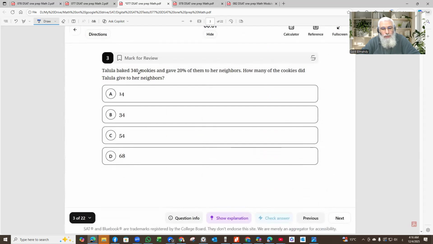Daula baked 340 cookies and gave 20% of them to her neighbors. How many of the cookies did Daula give to her neighbors? So 20% of them means 20% multiplied by 340. This is 20 over 100 multiplied by 340. 0 cancels with 0, 0 cancels 0. 2 multiplied by 34 is 68. So the answer is 68.